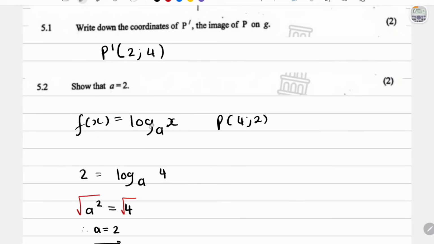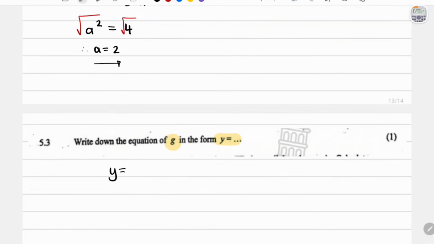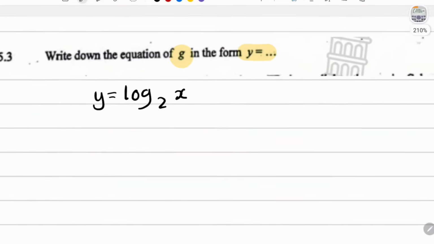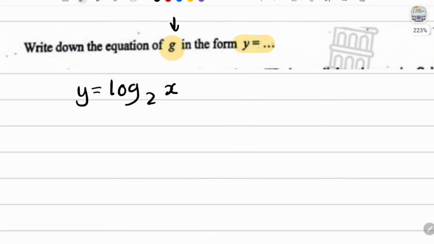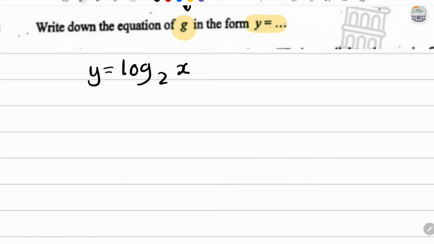They only gave us this. We're going to work with this and get it to g, its inverse. So that is log, and we have the value of a now, it's 2 and x. So step 1, in order to find g, which is the inverse of f, you're going to swap your x and y values. Meaning in place of y, I'm just going to replace that with x.